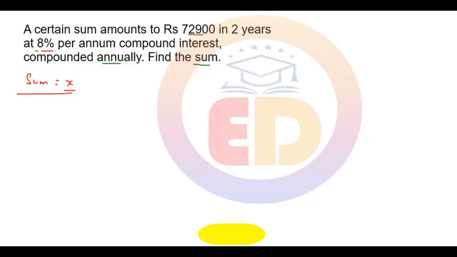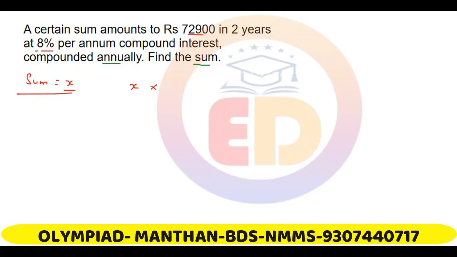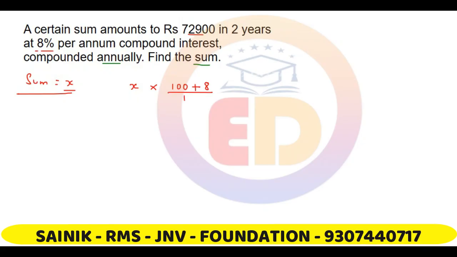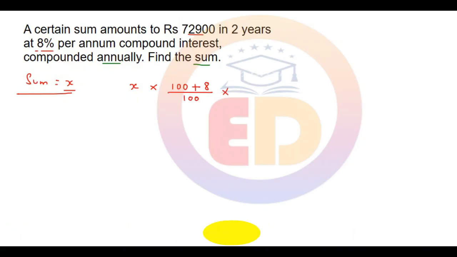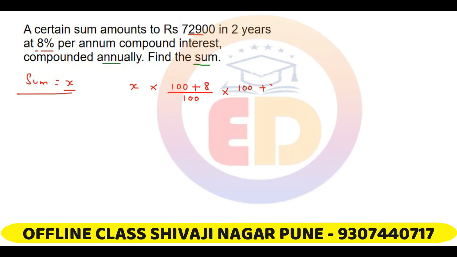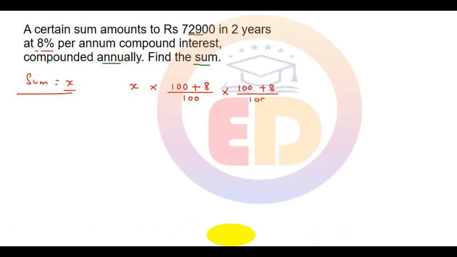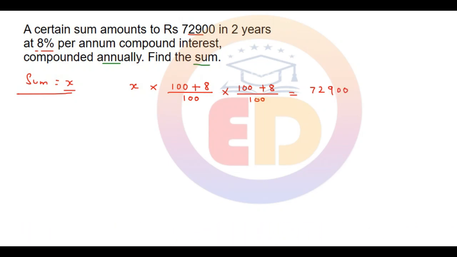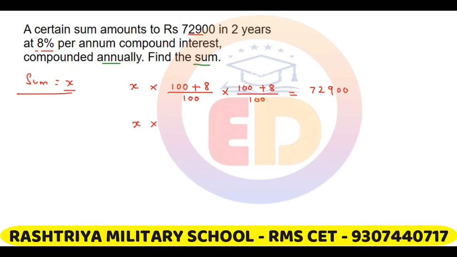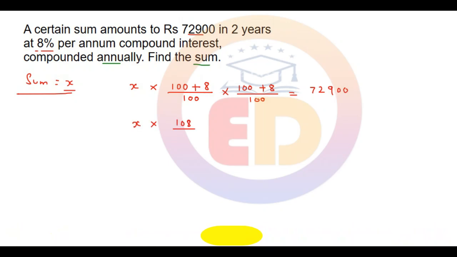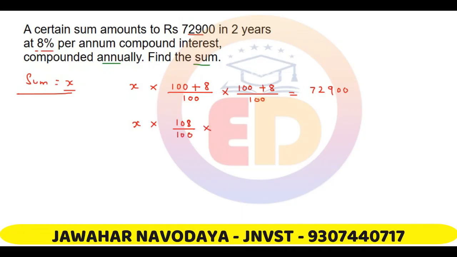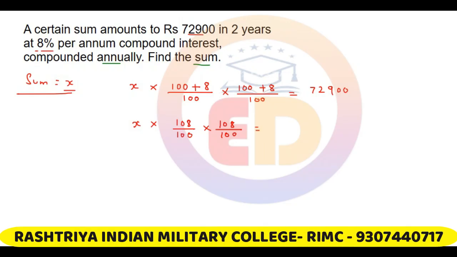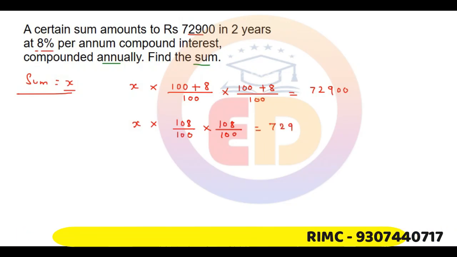Our equation will be simple: x multiplied by 100 plus 8. This is the increase of first year. Again 100 plus 8. This is the increase of second year. And after these two increases, this amount will become 72,900. This is x multiplied by 108 upon 100 multiplied by 108 upon 100, that's equal to 72,900.